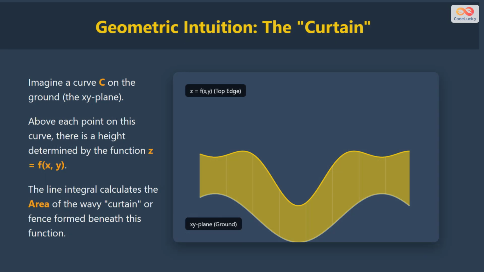To visualize this, imagine a curve on the ground, the xy plane. Above this curve, there is a surface defined by a function z equals f of x and y. The line integral calculates the area of the curtain or fence that connects the curve on the ground to the surface above it. It is the area of this wavy vertical sheet.